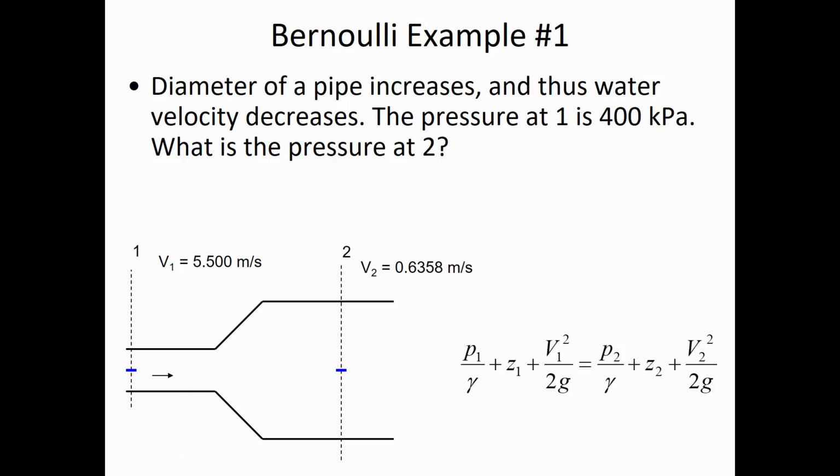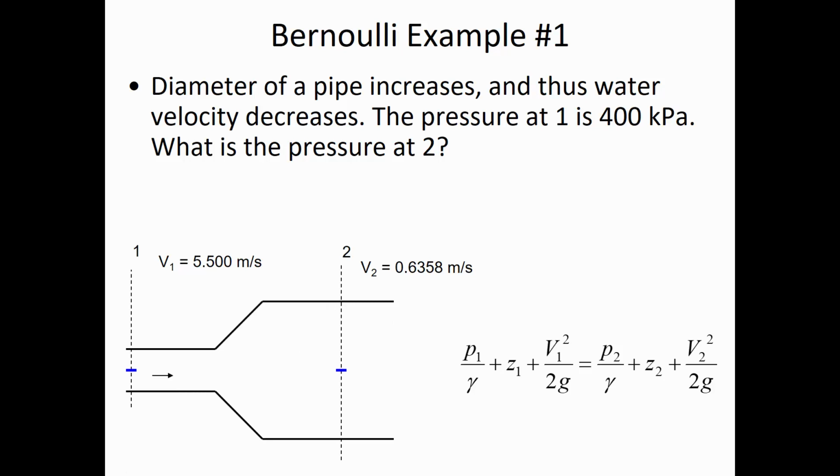So let's do that. Let's say that we have some pipe that's changing diameter, and in this illustration, its diameter is increasing so much that the velocity goes from 5.5 down to 0.6358. So at 1, the pressure was 400 kilopascals. At 2, we don't know the pressure. So what I'd like you to do is calculate what is P2.